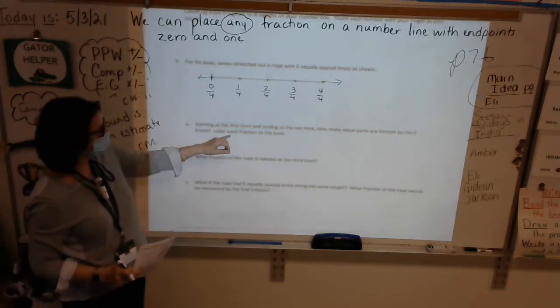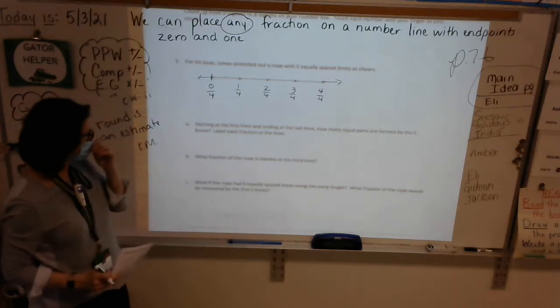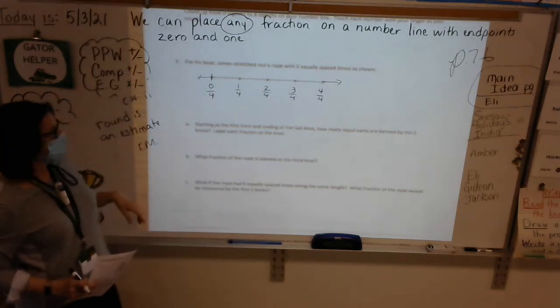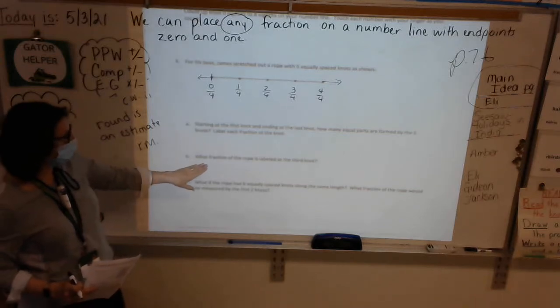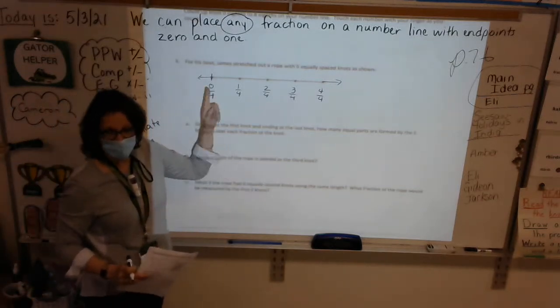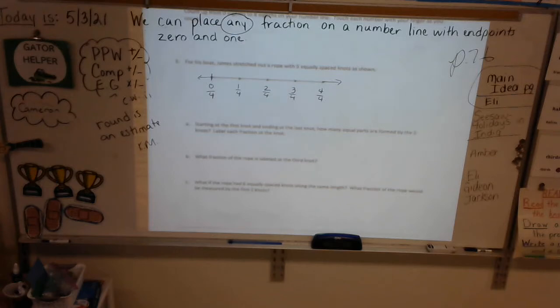It says label each fraction at the knot. Now they want to see if we can read our number line. What fraction of the rope is labeled at the third knot? Well, everybody find the third knot. Just point to it. Find your third knot. Nope. Find the third knot. We need to label that one. Oh my goodness, a lot of you are not at the third knot. The third knot. Where's the third knot? So this is why I said it is tricky.